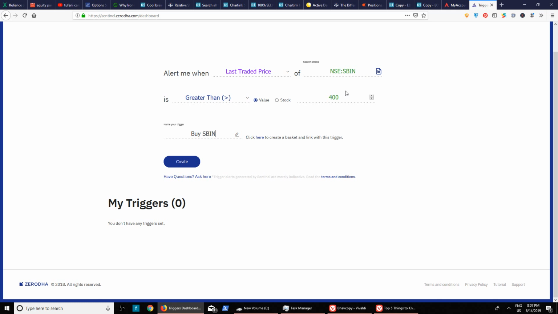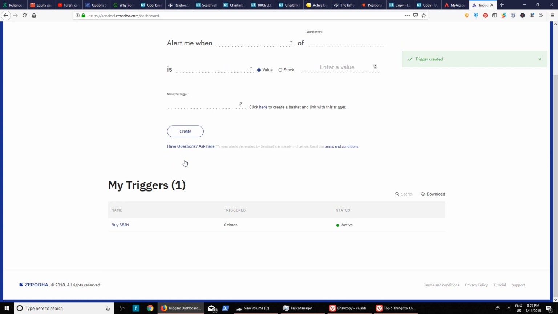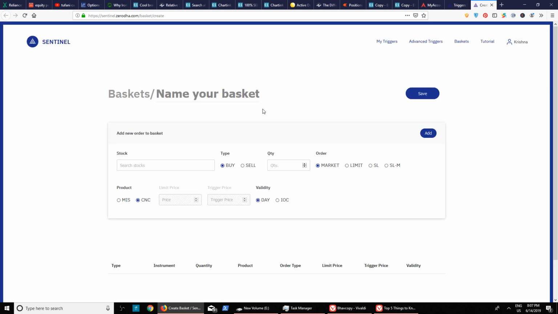That is the reason. In this talk here, I am creating a trigger that as soon as the price of State Bank of India is greater than 400 rupees, I would buy. So first, let me create a trigger here. Trigger created, and if you click here, you create a basket and link it with this trigger. So here it is.